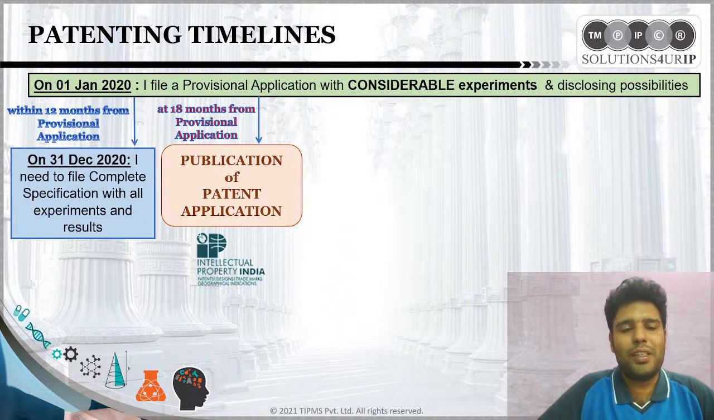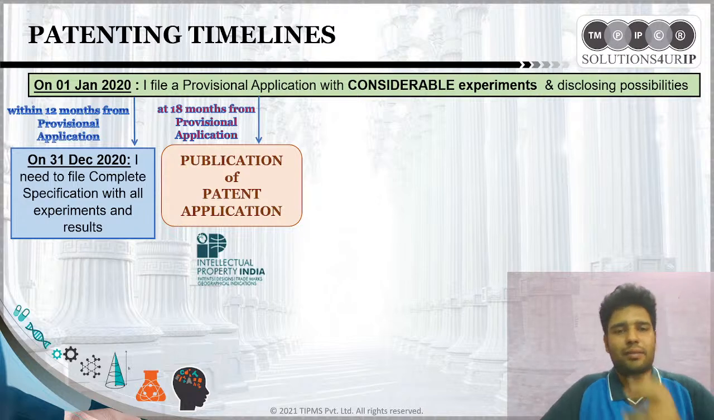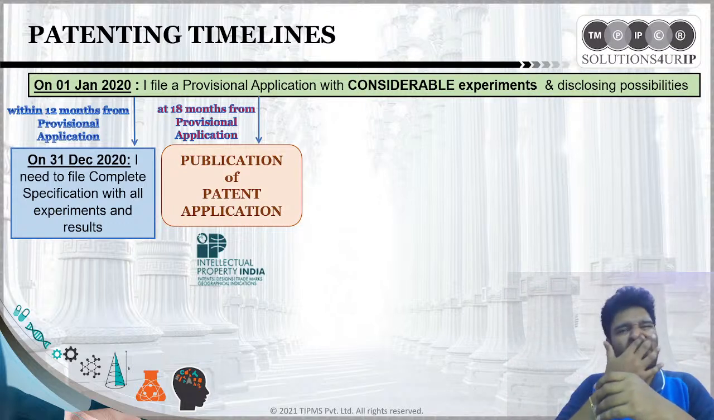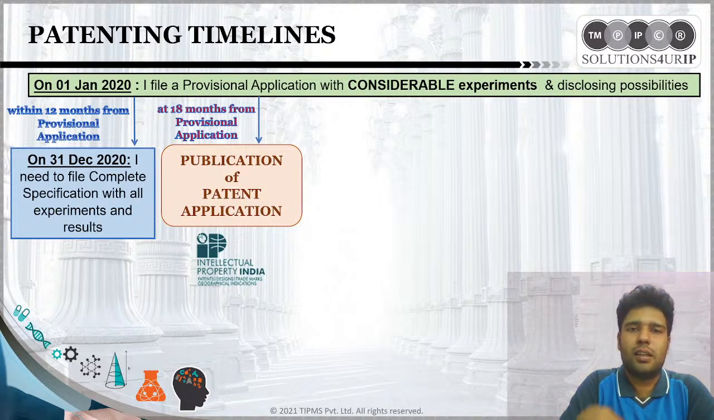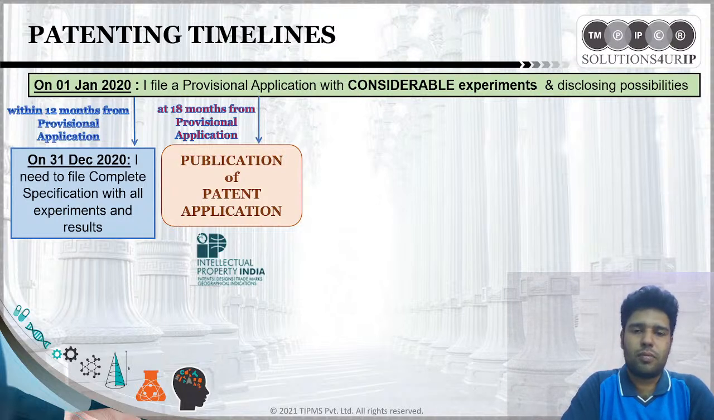Okay, so the publication of a patent application is done by the Intellectual Property Office of India in the patent journal. In the patent journal, there will be a publication number allotted, a journal number allotted for your patent application.